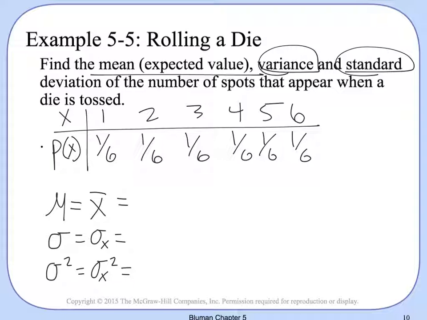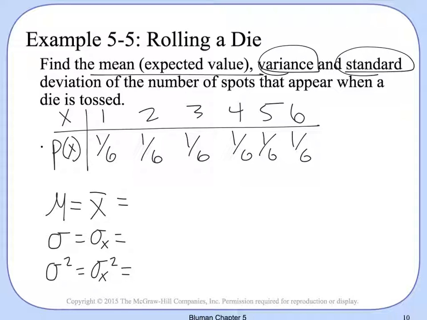What do we expect to get? 3.5. Okay. What is our mean? 3.5. What is our standard deviation? 1.7. And what is our variance? It's this whole number squared. Don't just take 1.7 and square it. You need to square this whole number.